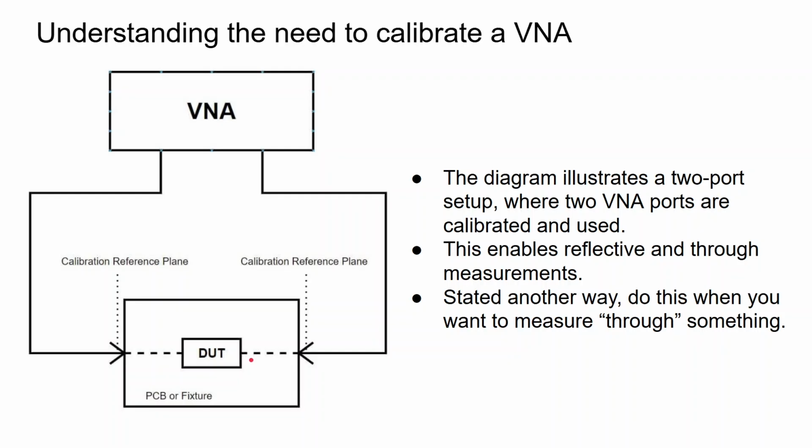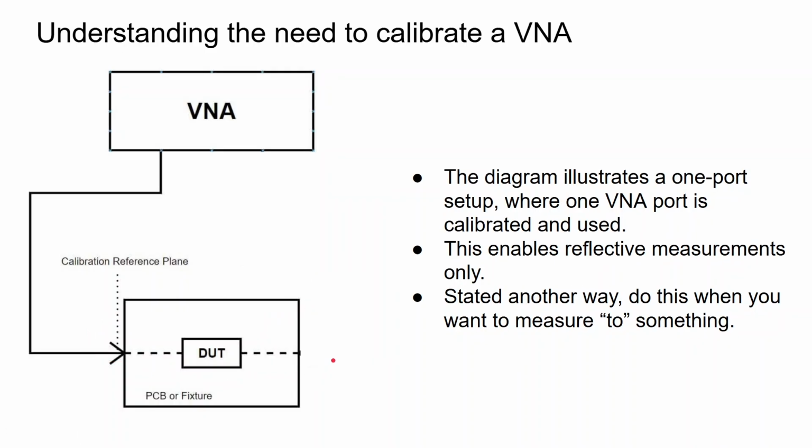So this diagram here is showing a 2-port setup. 2 VNA ports connected and calibrated. This lets us do reflective and through measurements. Stated another way, we want to do this when we want to measure through something.